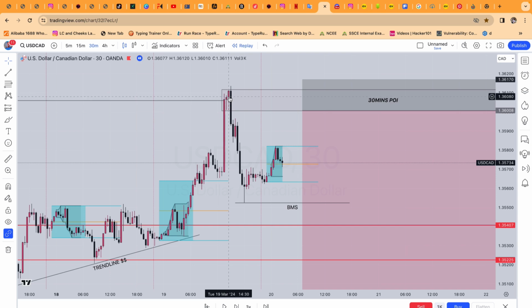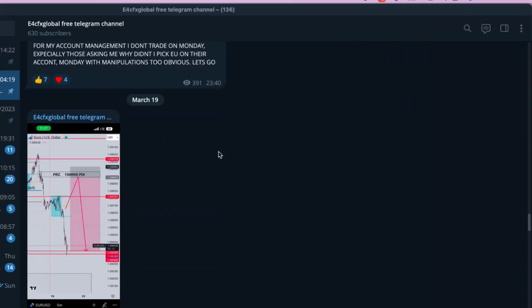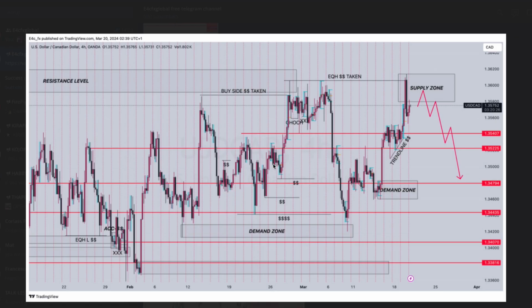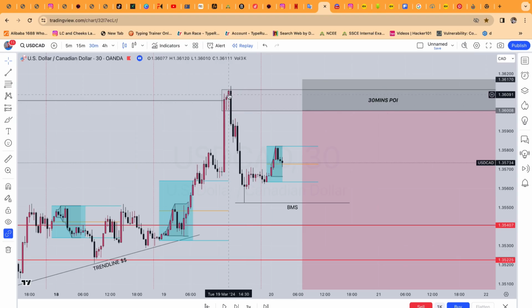Guess what? I also had it in the free Telegram channel, the USDCAD, right? This is it, right? At this supply zone, we should be selling. So right here, you can see this candle formation. Guys, just get this. Some will want to pick this entry.